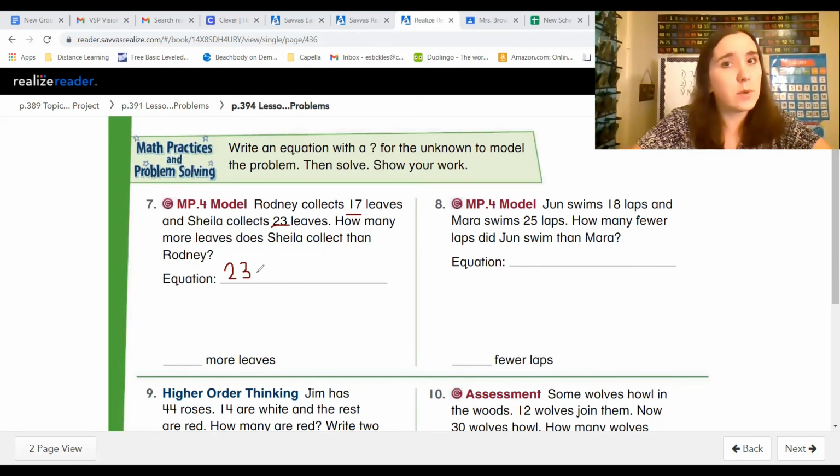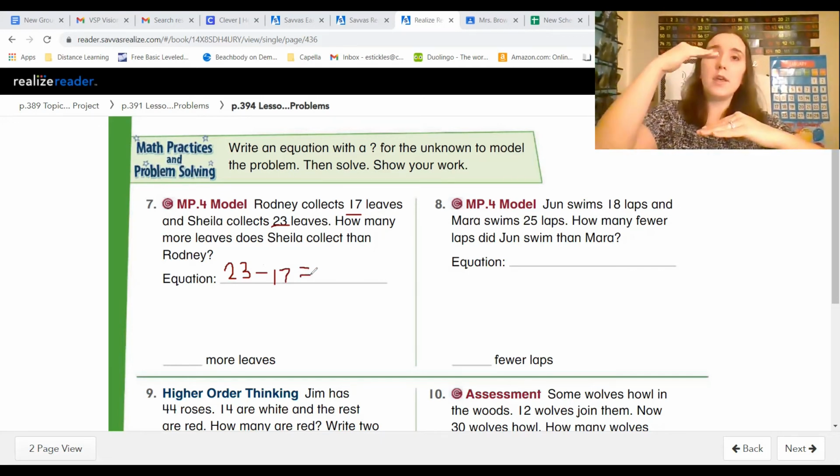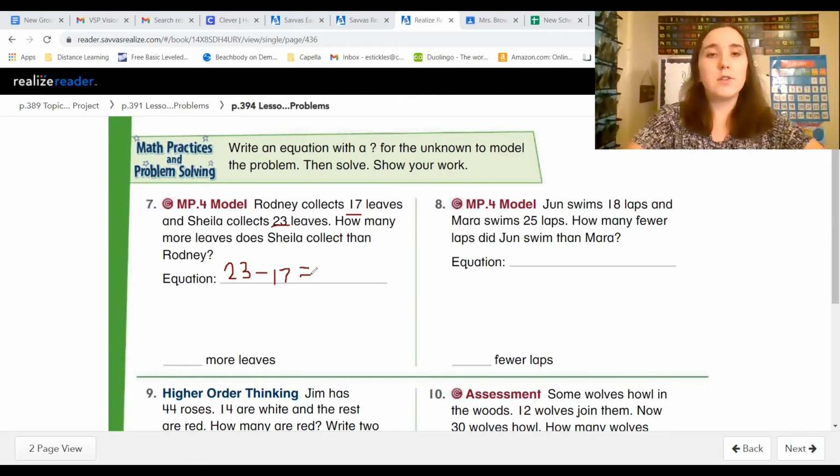So I know that she has 23 leaves. And I know that if I take away the number that Rodney has, 17, that's going to tell me what the difference is between the 2 amounts. So it's going to tell me how many more does Sheila have than Rodney. So I'm going to do 23 that Sheila has, take away the 17 Rodney has, and that's going to give me the total number more that Sheila has than Rodney. So let's see, 23 minus 17.